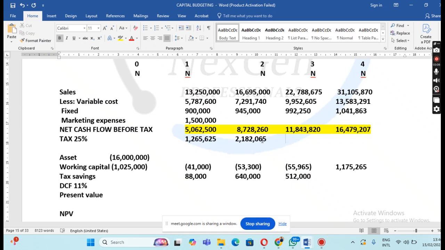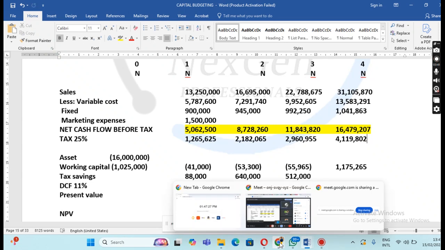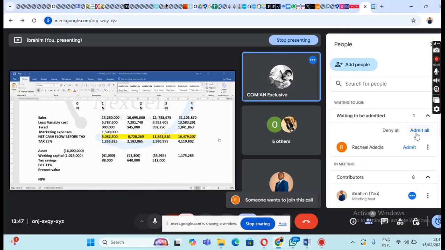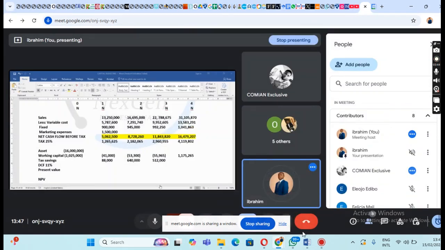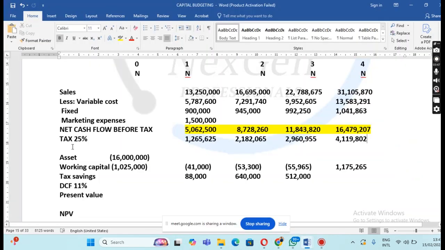Next, 2,960,955. Okay. Next, 4,119,802. So that is the net tax, right? That is our tax on this, right?